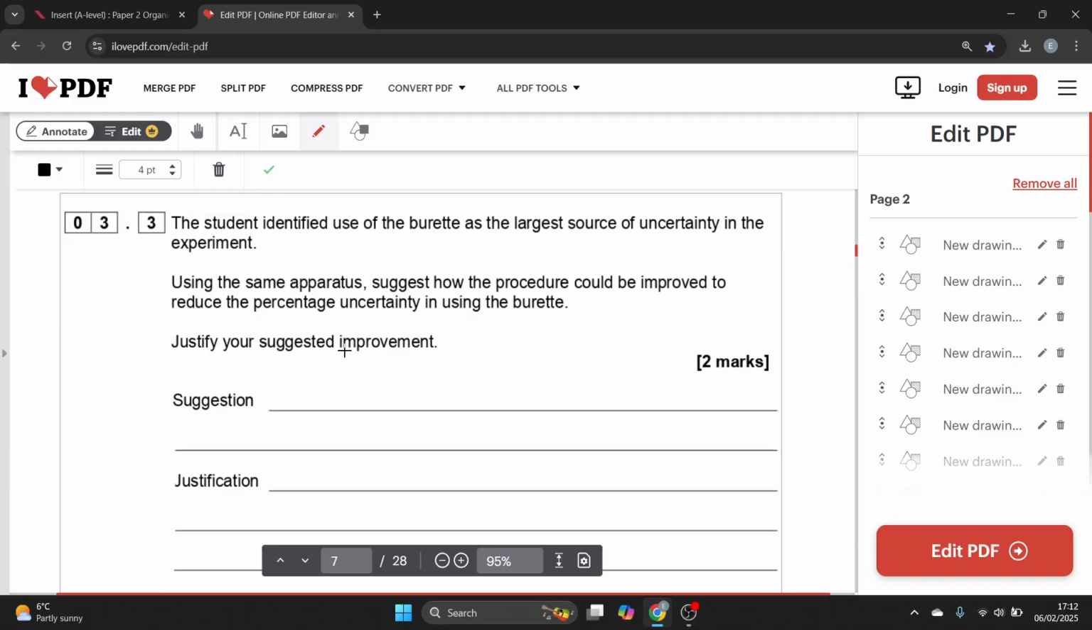You should identify the student. Identify use of the burette as the largest source of uncertainty.